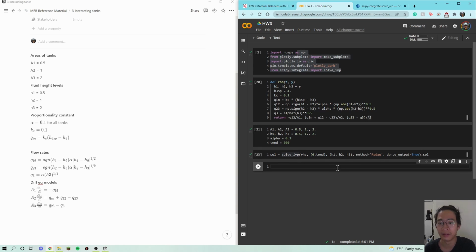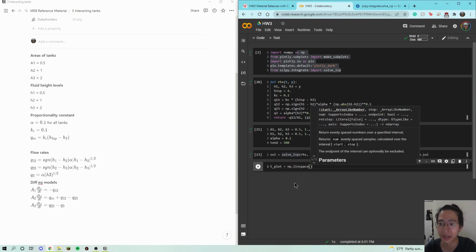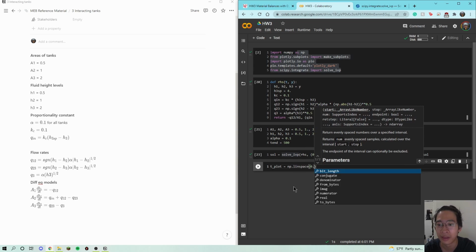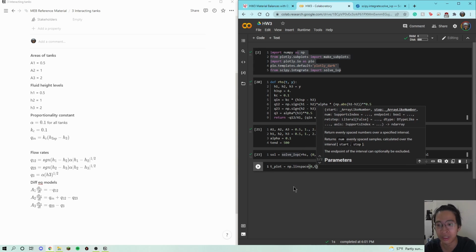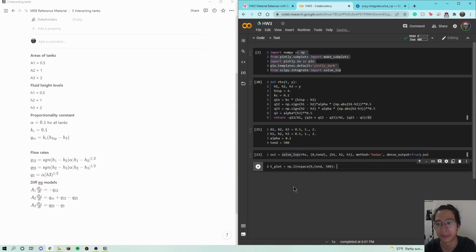So let's go ahead and plot that so we can visualize it. We first want to declare a t_plot, time for plotting purposes, and we'll use, as always, np.linspace, 0 to tn, and we'll put something like 500 spaces in between.